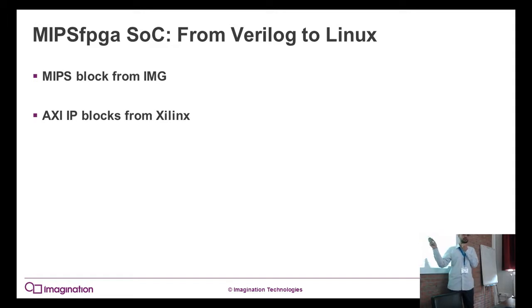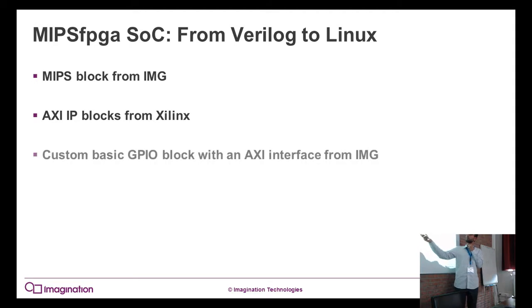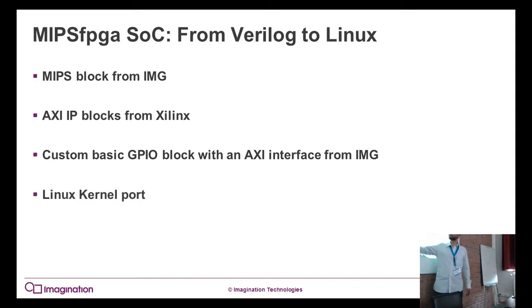The AXI IP blocks were from Xilinx. There is a custom basic GPIO block. That's just a shim wrapper kind of thing. If somebody wants to start their own AXI peripheral, this is a starting point. And there's also a kernel driver starting point for this as well. So you have some memory map access from user space to this. It's called userspace I/O, and there's a whole subsystem for that.